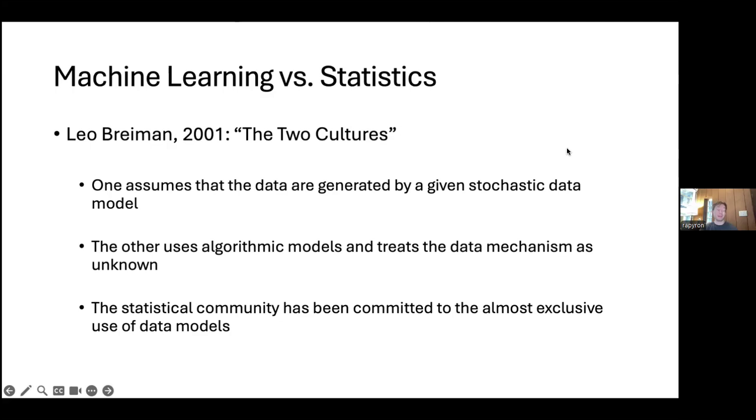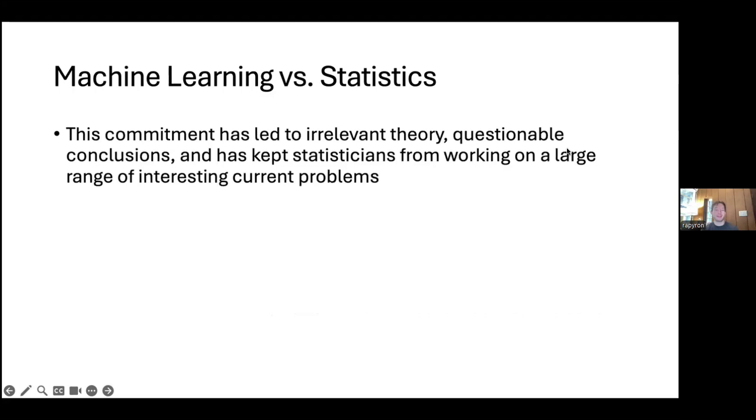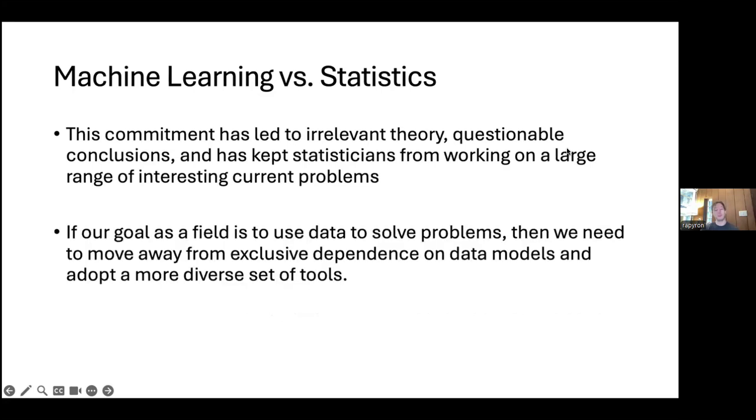And he took it even a step further. I'm not going to take it this far. He even went so far as to say this commitment has led to irrelevant theory, questionable conclusions, and kept us from actually working on really interesting problems. I think that might be an overstatement, but I agree with him, and I think most people agree with him when he says that if our goal is to use data to solve problems, then we need to move to a broader range of tools, or a diverse set of tools, that can allow us to answer questions from different perspectives.